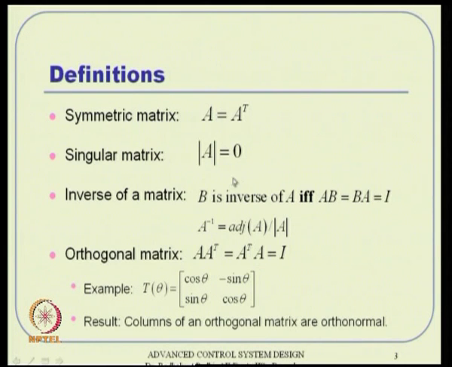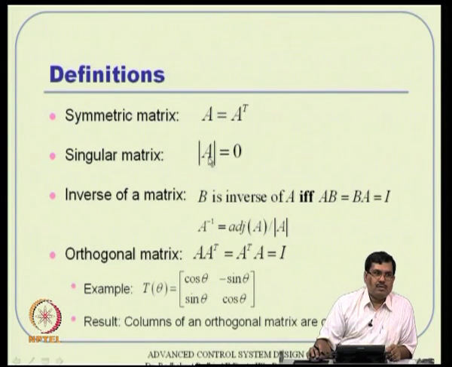Now, there is a concept called a singular matrix, and singularity means the determinant has to be 0. These concepts come from the inverse definition also, because the inverse is defined as adjoint of A divided by determinant of A. So if the determinant is 0, then A inverse tends to go to infinity. A singular matrix is a matrix for which the determinant is 0.